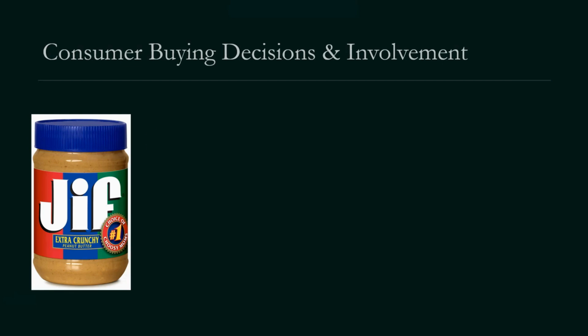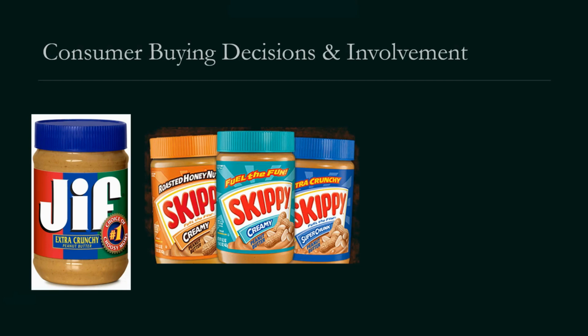An example of limited decision-making would be buying a new brand of peanut butter. You know what peanut butter is. You've bought it before, but you're trying a new brand that you haven't purchased before. You might spend a few minutes reading the jars and comparing it to other brands, but you're not going to spend hours researching it.